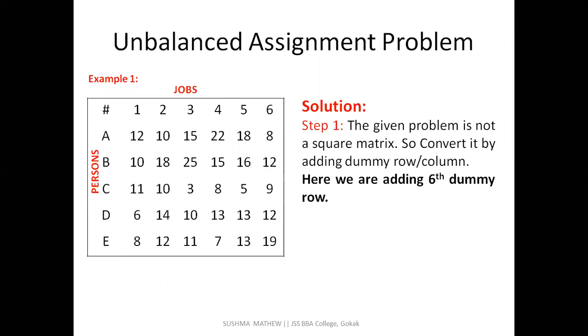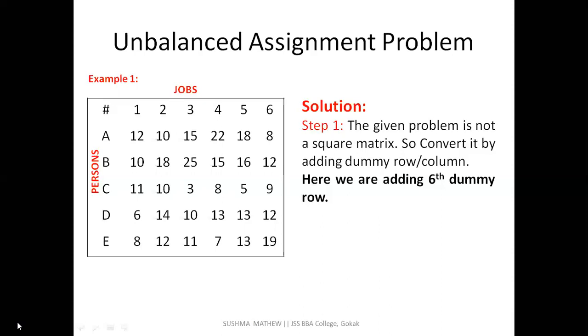Now you can see here the example. Row wise people are there, column wise there are certain jobs. So now always our first step says that we need to check whether the given problem is a square matrix or not. Now you can see there are 6 columns and there are only 5 rows. So that means this is not a square matrix.